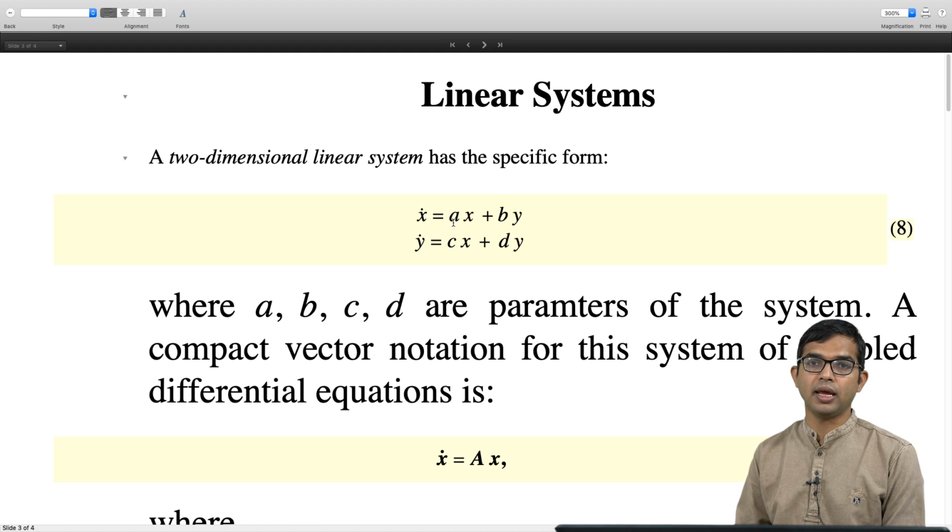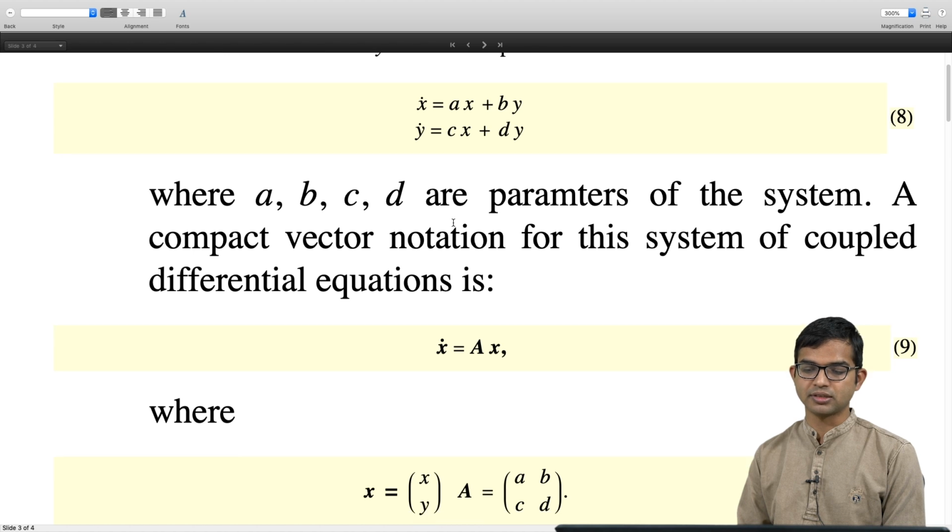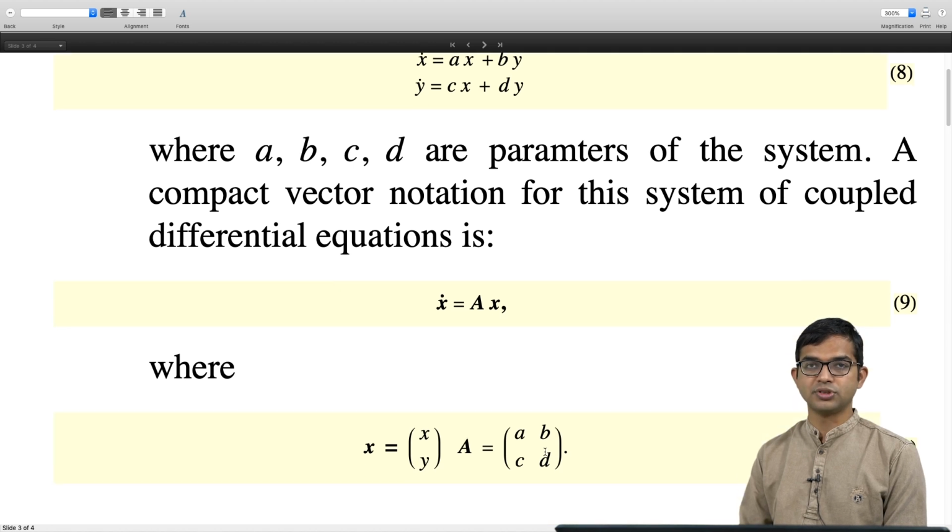x dot equal to ax plus by, and y dot equal to cx plus dy. a, b, c, d are parameters of your system. There's a compact way to write this in terms of a vector equation: x vector dot is equal to matrix A times vector x. Now this matrix A is of course a, b, c, d.